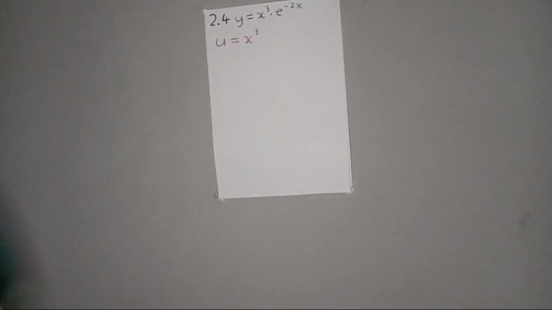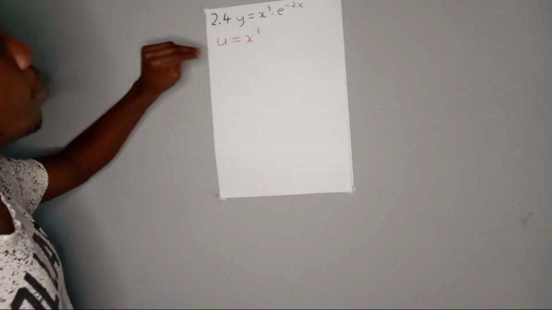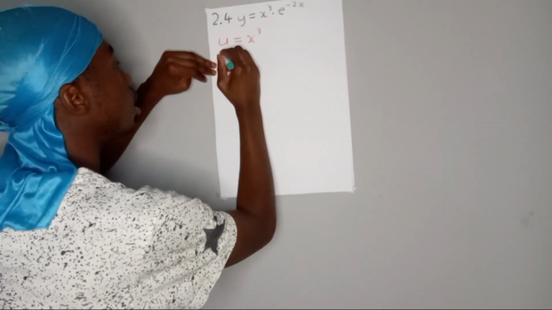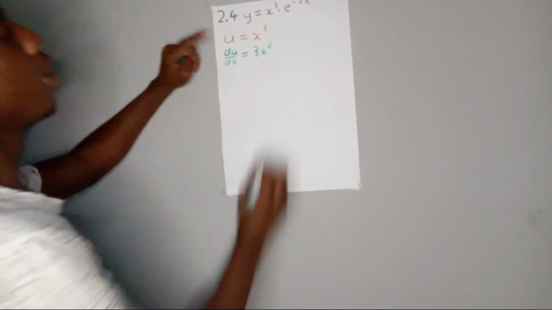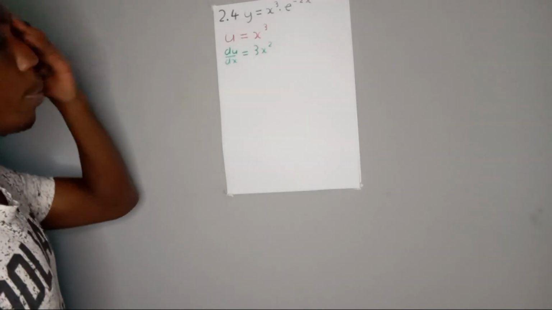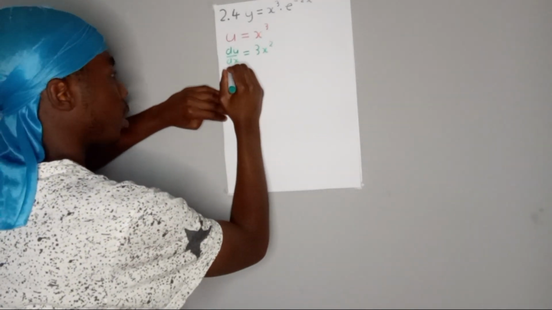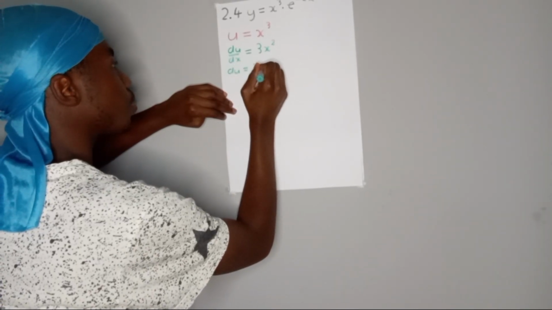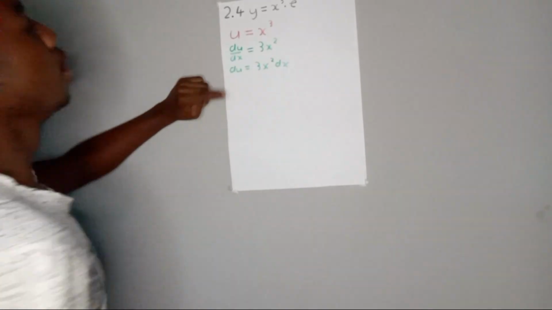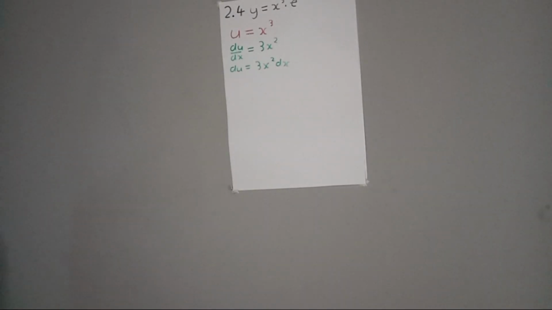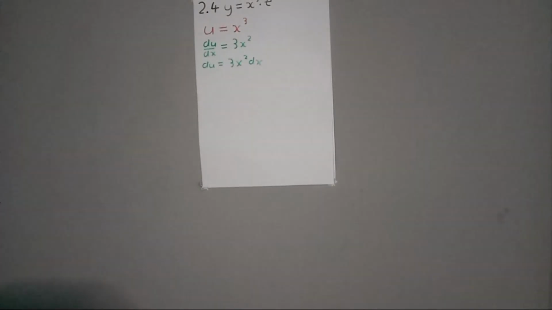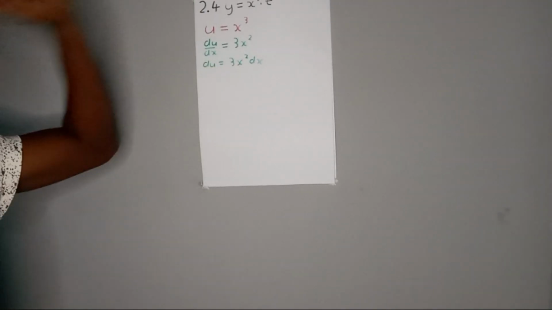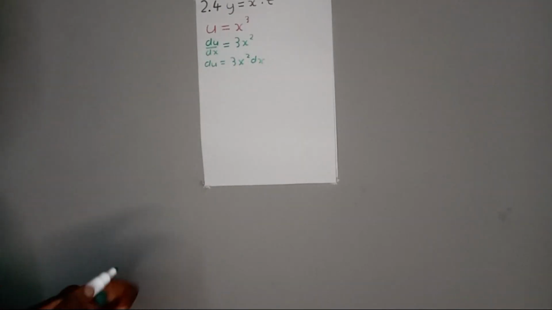We'll make u is equal to x cubed. Now, when you differentiate that, that's going to leave us with 3x squared. Now, we just need to make du the subject of the formula, leaving us with du is equal to 3x squared dx. We left it there now. The next thing we're going to do is integrate this. So now let's do it.